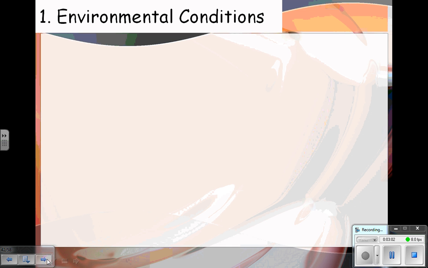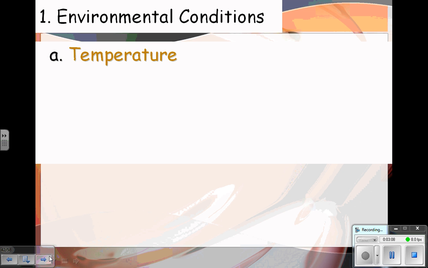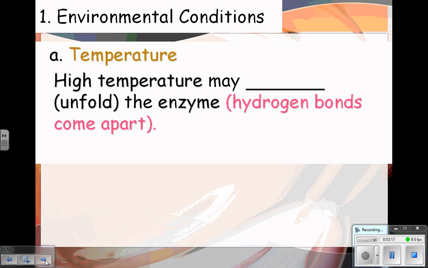Environmental conditions. There are a couple environmental conditions that you should really memorize. The first one is temperature. So the idea is that enzymes work best at a certain temperature. If it gets too hot or too cold, the enzymes just stop working. So high temperature may denature or unfold the enzyme, and so hydrogen bonds come apart.